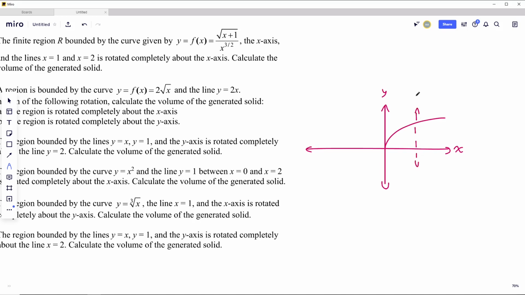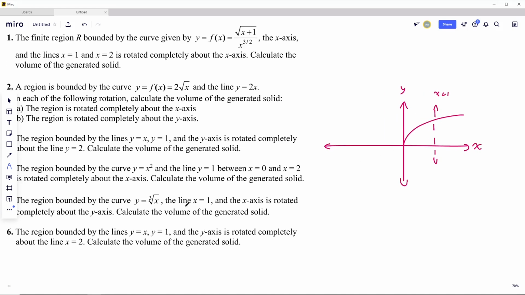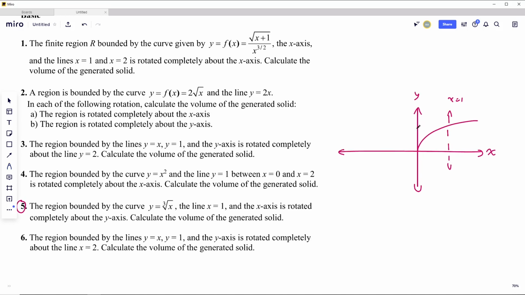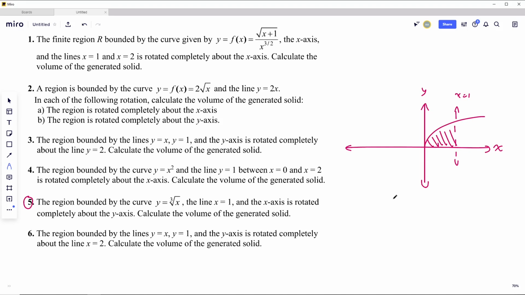So this is 1, x equals 1, and yeah, so the region bound, so we're talking about this region. I just made things bigger. And the x-axis is rotated about the y-axis. Again, we're doing about the y-axis. There's no way you can do it relative to x with the y-axis at the same time. So you have to do relative to y. So we're going to mess around with the equation. So y to the power of 3 equals x, right? Because it's cubic root.